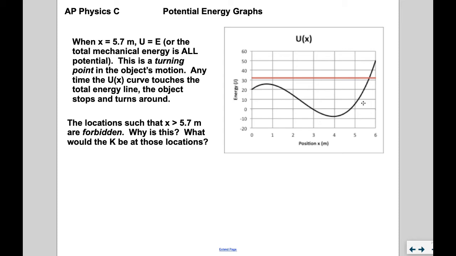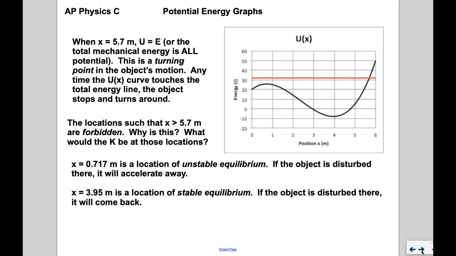We have a rhetorical question here. Why would they be forbidden? As it turns out, in order to obey the conservation of energy law, if E equals U plus K, this location here would imply that the potential energy was greater than the total energy. That would imply a negative kinetic energy, which is, of course, impossible. So anywhere the U of x graph is above the total energy line, that would indicate positions that are forbidden, or positions that the object will never reach.